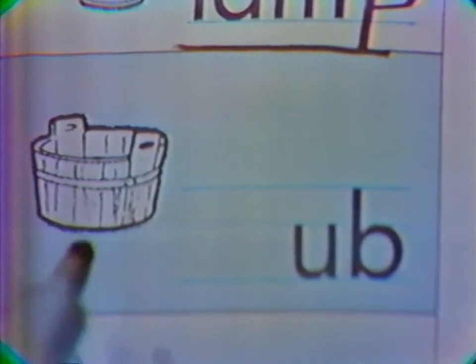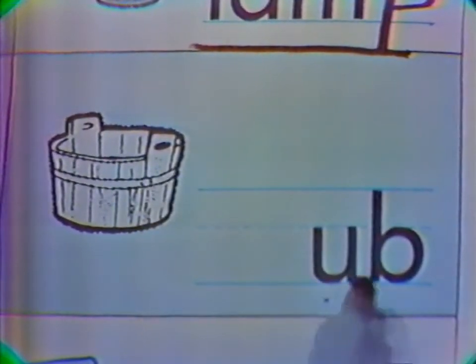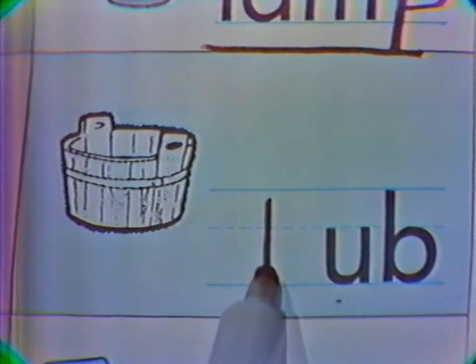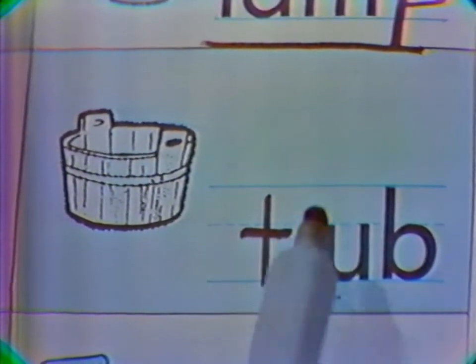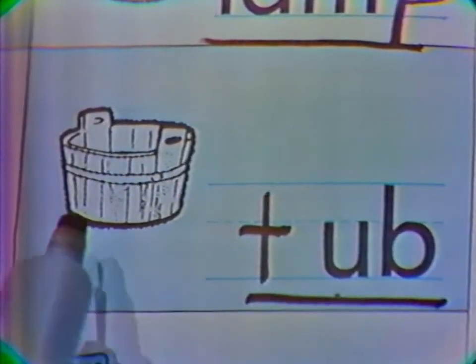And here's an easy one. The picture is a tub. The letters written are U-B, ub. The picture is tub, so write the letter T. T and ub say tub, tub.